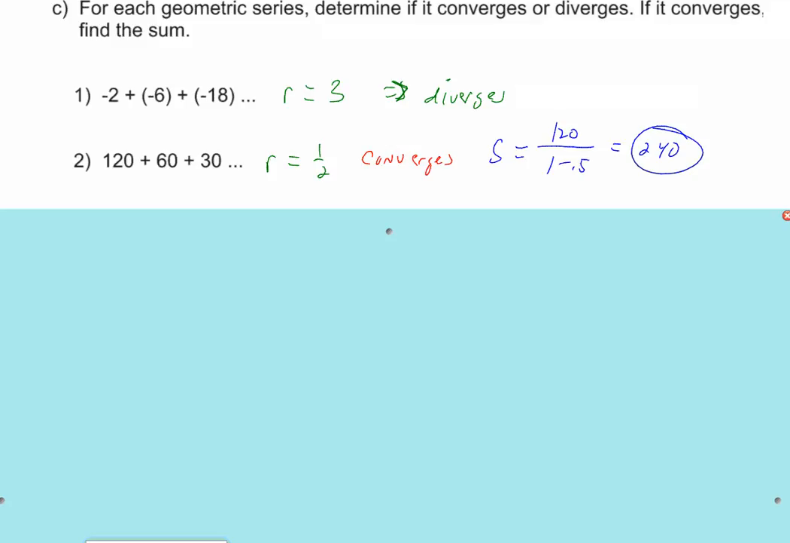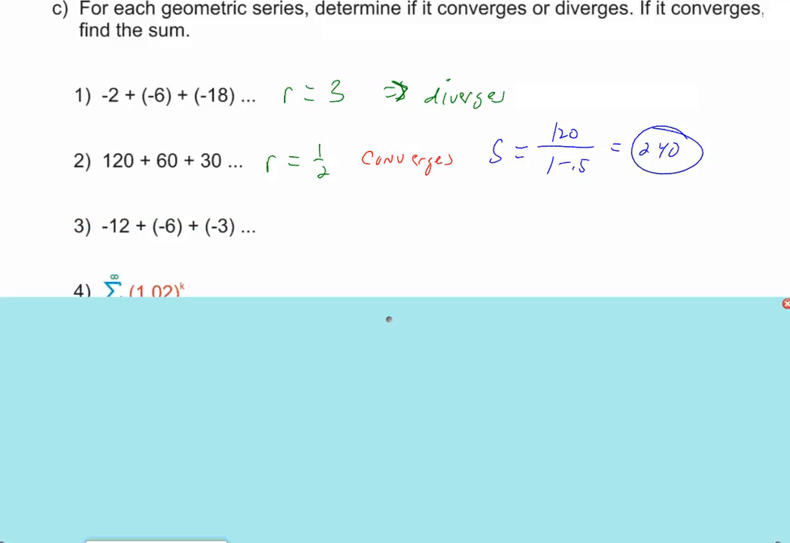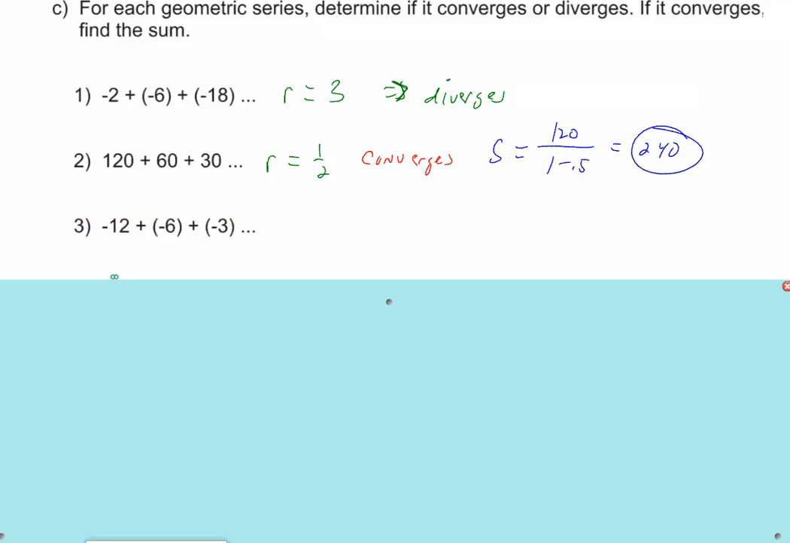Because what happens is you just keep adding smidgen and smidgen and smidgen. Because a half of a half of a half of a half, you just keep getting smaller, smaller, smaller. And so it's adding just very, very little. Final value, 240. All right, so what about the next one?